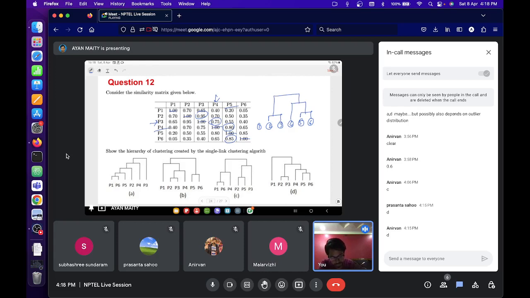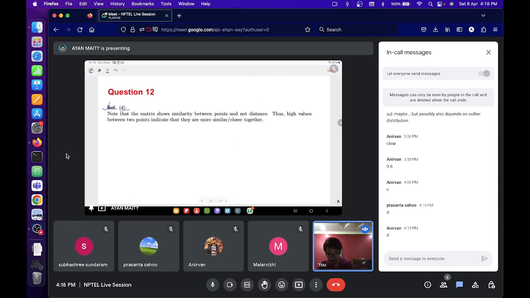Finally this one will merge with all the other points, and it would form this dendrogram structure, or the hierarchy of the clustering. This is the same as option D. So option D would be the correct answer. In every step you have to find the next highest value, and based on that merge the two corresponding clusters. So option D is the correct answer.